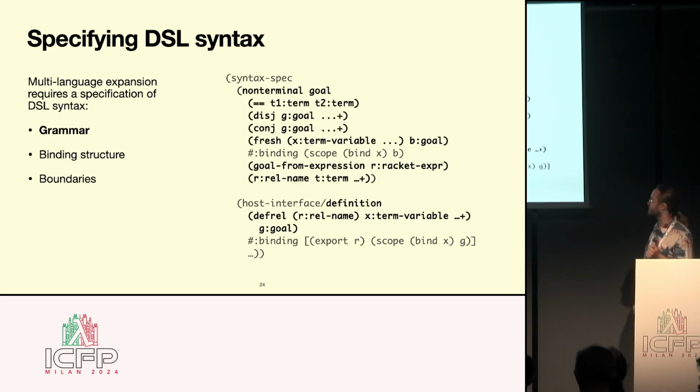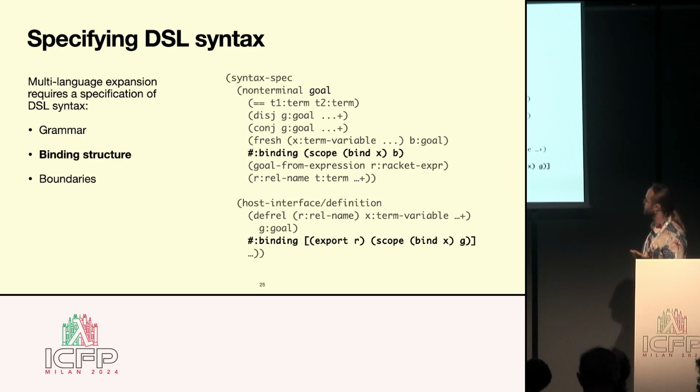So in this particular example, highlighting just the part about the grammar, we're saying that there's a new grammar non-terminal called a goal, or a new syntactic category. And that's separate from a Racket expression. So if you tried to use a Racket expression where a goal is expected, that would be an error. We're extending the syntax of the language. So that's the grammatical part.